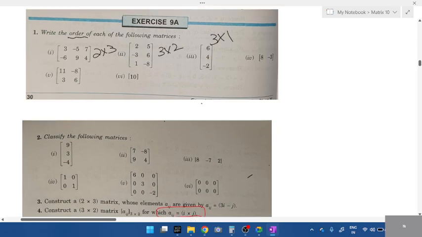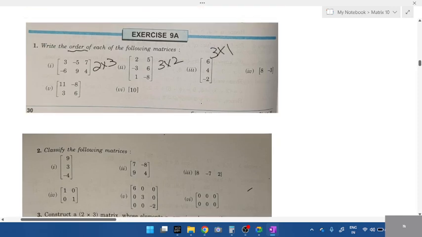Try the first two. Just write the direct answer. If you want, I'll send this. I'll send it in the group. Try the first main, second main. Classify the following matrix. Write whether it is square matrix, unit matrix, diagonal matrix, row or column matrix. Figure it out. I'll do it later. All these are MCQ questions.